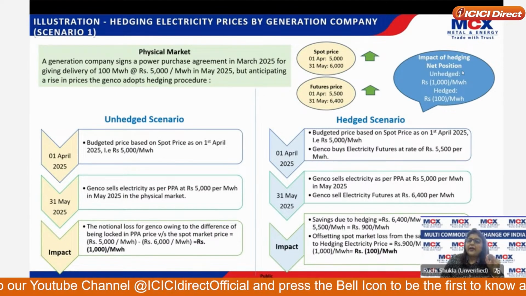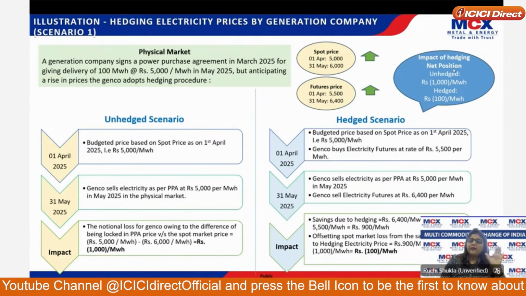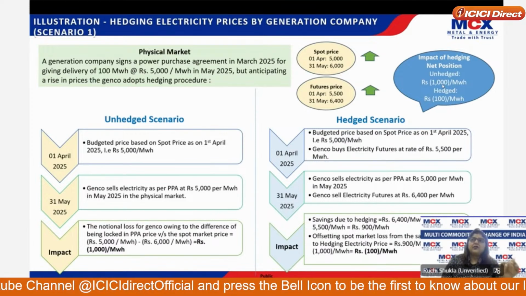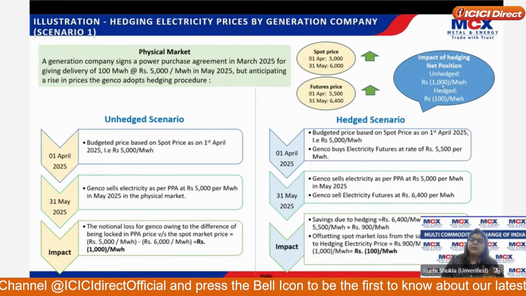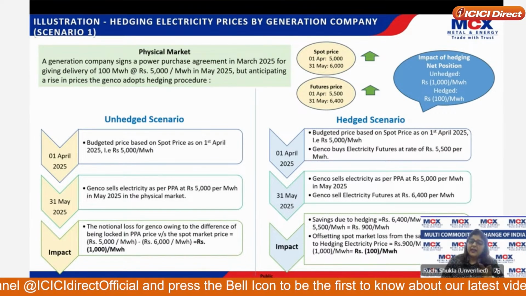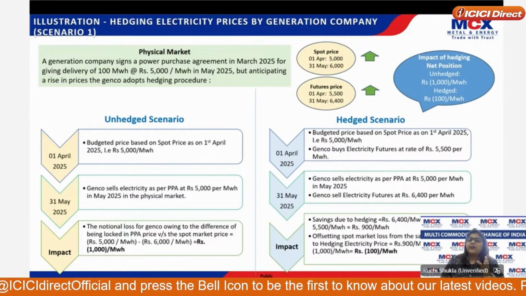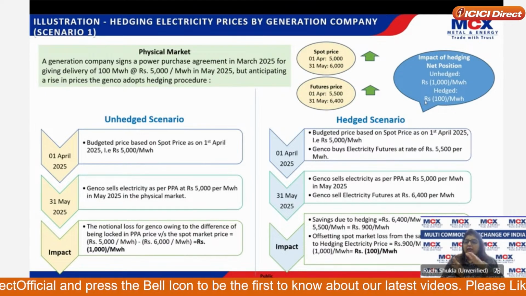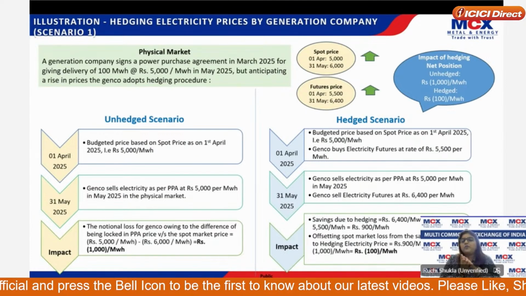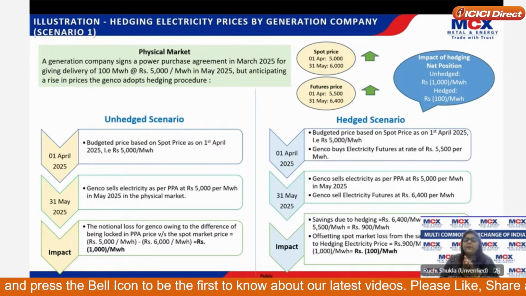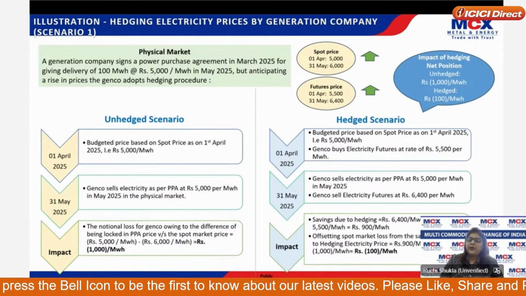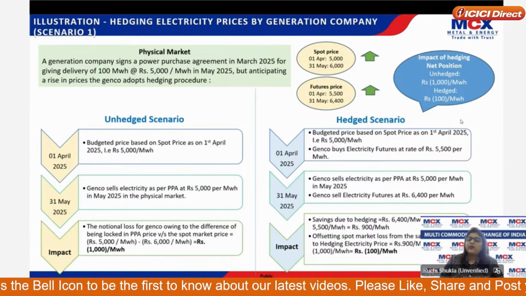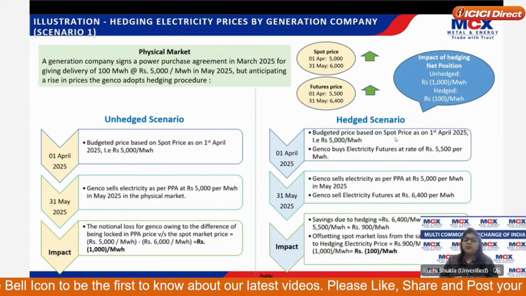The net impact, if we see, is that if he's unhedged, he has a business opportunity loss of 1,000 per megawatt hour. If he is hedged on futures, he has a business opportunity loss of just 100 per megawatt hour. So he was able to reduce his band of opportunity loss, and while fulfilling his PPA or contract, he was also able to maintain his margins on the book.